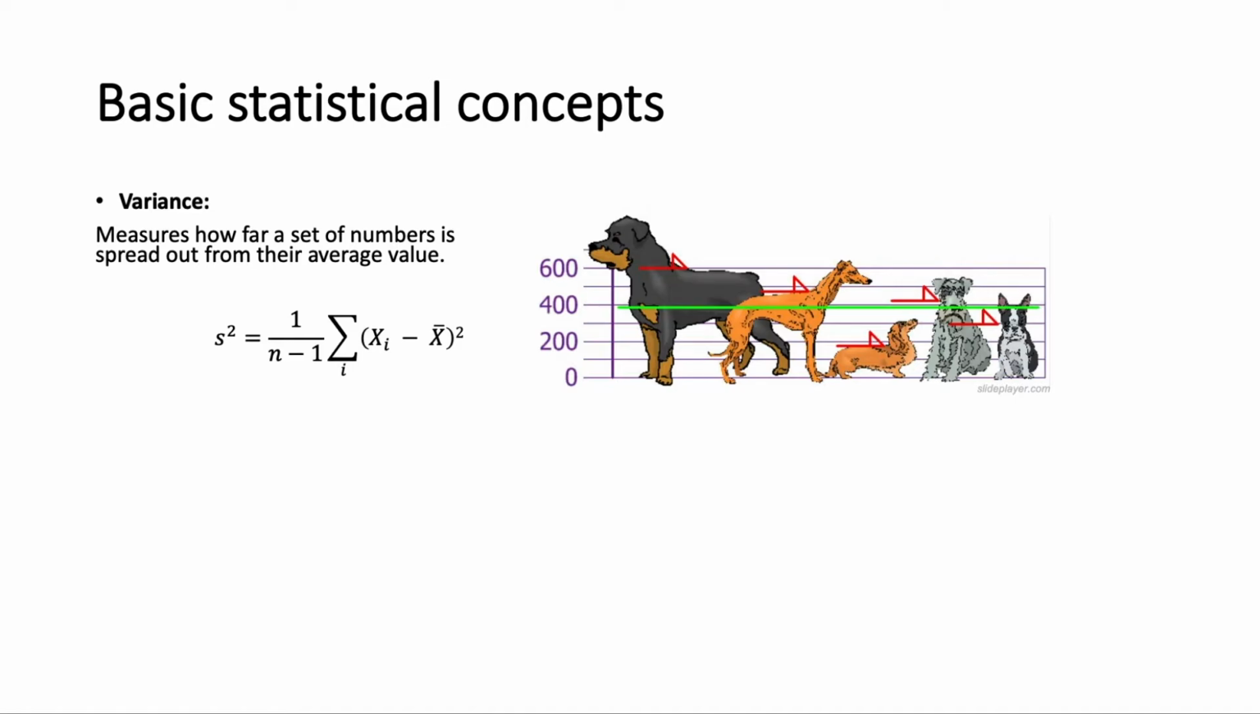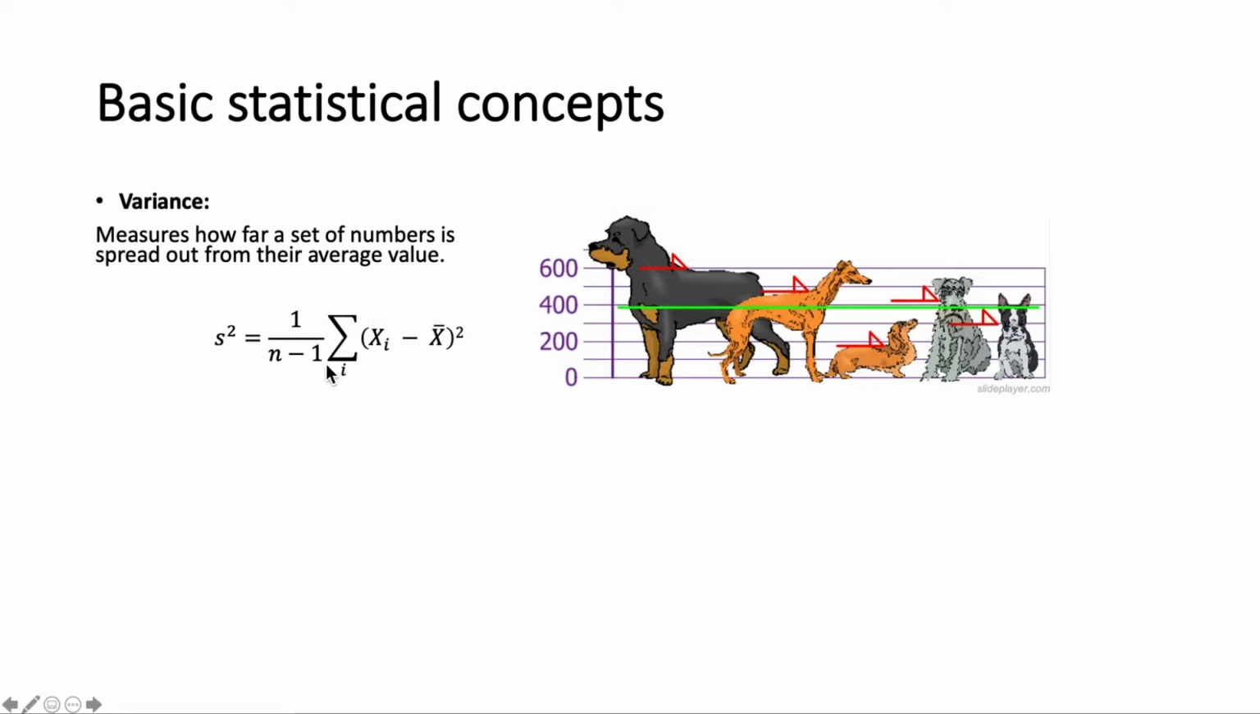Another two concepts that are important in quantitative genetics are the variance, which basically measures how far a set of numbers is spread out from their average value, and is represented with an S square. In the formula, you can see that xi represents each data point in our data set, and we have to subtract the mean of the population, represented here with the green line, and square that difference.